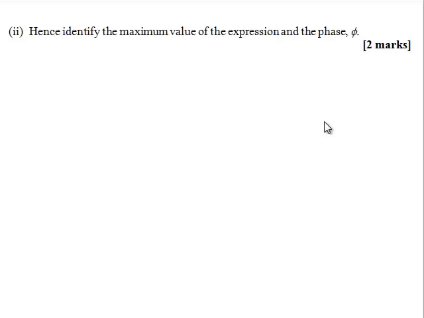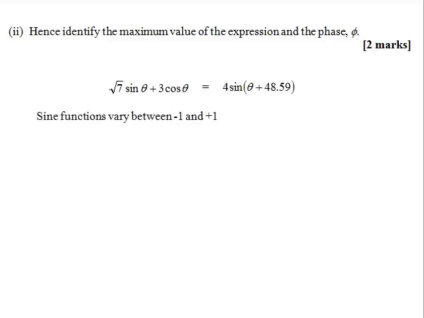Part B2, identify the maximum value. So this is the expression that we've derived. The first thing we'll look at is the sine term here. Sine varies between -1 and +1. We have an amplitude term there of 4, so that means that the function will vary between +4 and -4. So obviously the maximum is 4.